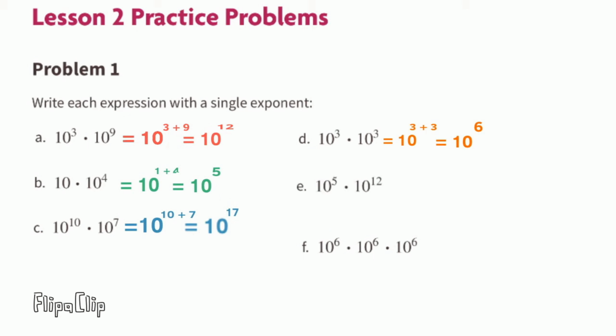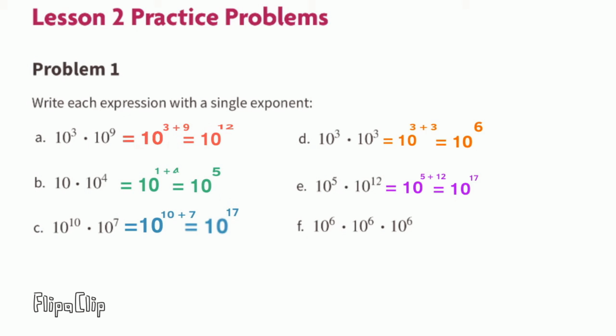E, 10 to the power of 5 times 10 to the power of 12. Exponent 5 plus exponent 12 equals exponent 17. So you're going to multiply 10 times itself 17 different times. So 10 to the power of 5 times 10 to the power of 12 equals 10 to the power of 17.